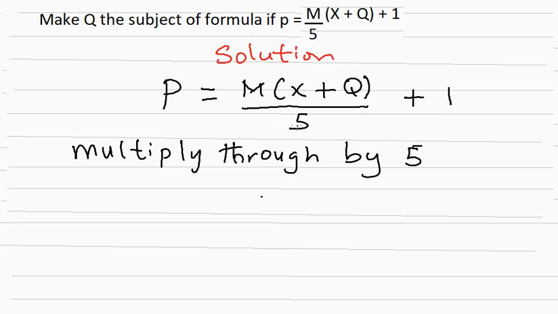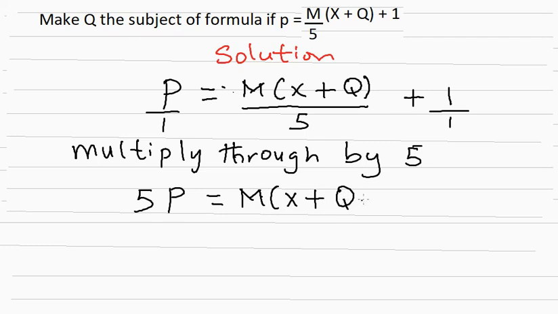If I had another denominator here, I would have found the LCM. But since the denominator is 5, and of course you know that all this is over 1, you know that already. So now this is going to be 5p. Of course, if I multiply 5 right here, 5 will cancel 5, so I'm left with x plus q. Of course, 5 multiplied by 1, I will have 5.